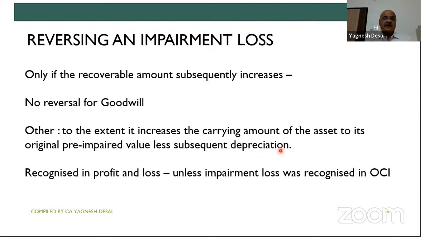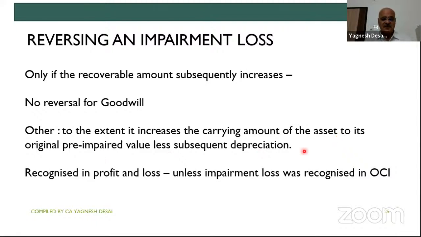Let's take an example that I had impaired an asset which has a carrying value of 10 lakhs, and I impaired it by 3 lakhs. So what is the impact, sir? The impact is that instead of depreciating 10 lakhs, I had depreciated 7 lakhs rupees. Yes or no, sir? Instead of depreciating 10 lakhs, I have depreciated 7 lakhs because 7 lakhs is the revised carrying value. Now what it says: to the extent it increases the carrying amount of the asset to its original pre-impaired value less subsequent depreciation.